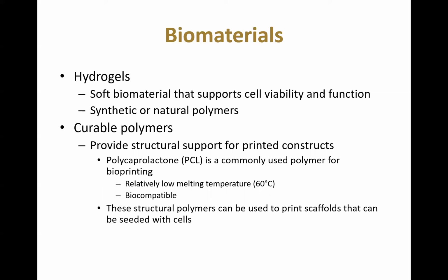hydrogels. The next one is curable polymers. And these are really to add structural support to your printed constructs. What you see here listed as polycaprolactone, or PCL, is really a commonly used polymer for bioprinting because of its relatively low melting temperature, as well as its biocompatibility. These structural polymers can be used to print 3D scaffolds that then can be seeded with cells at a later time.